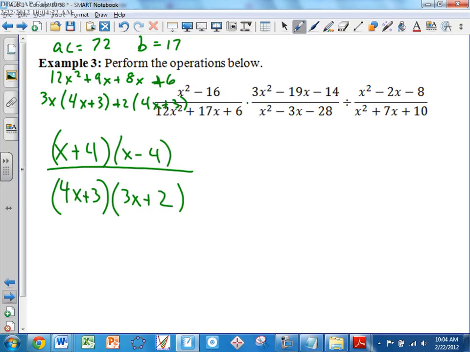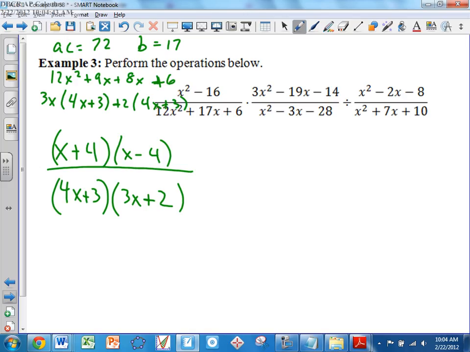Check your answers, please. The work is at the top. If you want to see the work, the factors are down at the bottom. AC is 72, B is 17. 8 times 9 is 72. 8 plus 9 is 17. Okay, split up the middle, it's 8 and 9. Factor out the 3x. If you did it backwards, it doesn't matter. You get the same values.